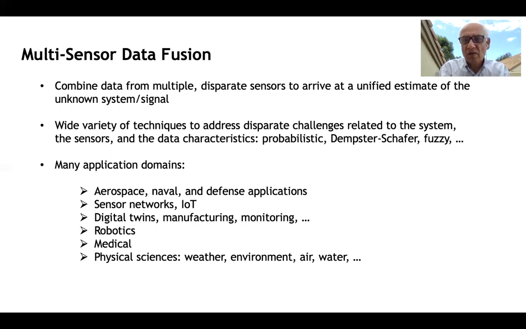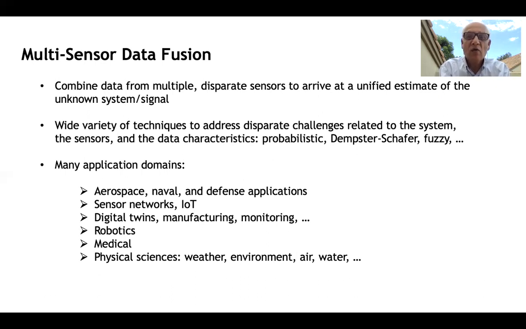And there are many application domains. I think a lot of impetus for sensor fusion came from the defense applications. So aerospace or naval applications, think of ships sensing their environment. You can let your imagination run and you can see where this sort of an idea would have application. In current day reality, sensor networks and IoT are creating a huge opportunity for multi-sensor data fusion. Things like digital twins, manufacturing, monitoring of systems. Again, you can see why the idea of multi-sensor data fusion would be very important.